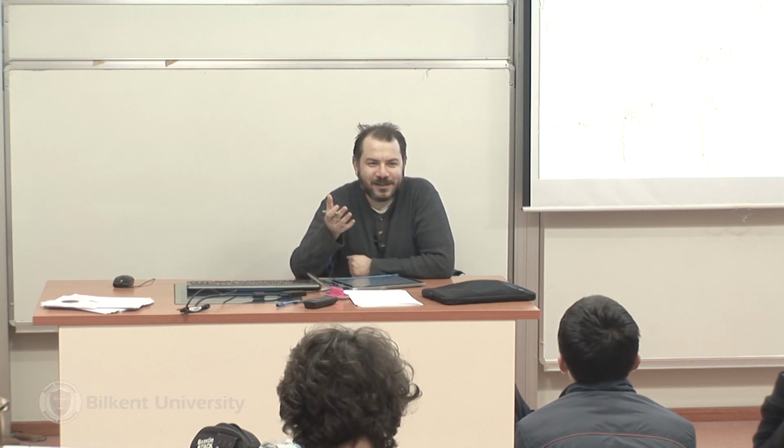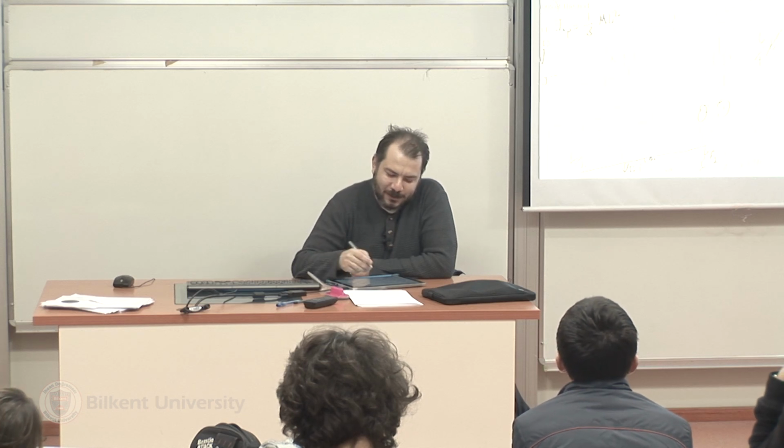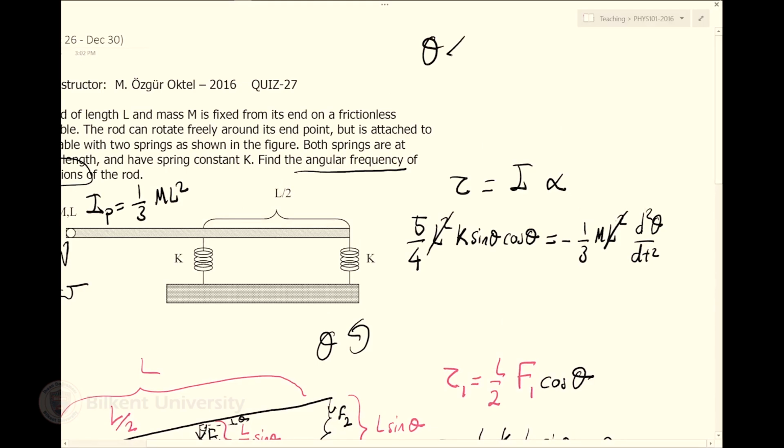Okay. So I cannot solve this. You cannot solve this. We need approximations. And we've already done approximations. We've said theta is small. So when theta is much less than 1, what did we say sine theta was? Sine theta was approximately theta. How about cosine theta?